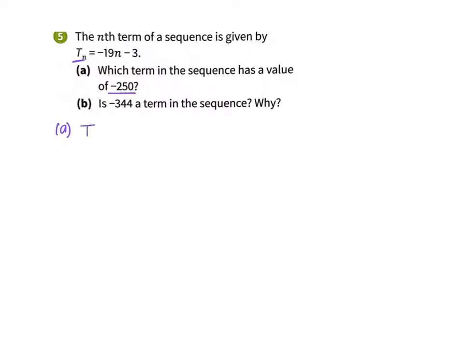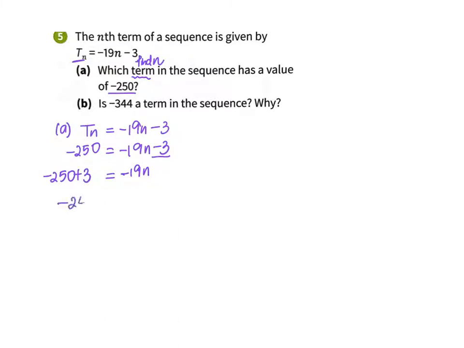For part A, given that any term is given by this formula, and they want to find which term, so find n. This is telling me the term is negative 250, equate to negative 19n minus 3. How can you solve this equation? I'm going to keep negative 19n over here and bring negative 3 over. So that will be negative 250 plus 3, and that gives me negative 247.